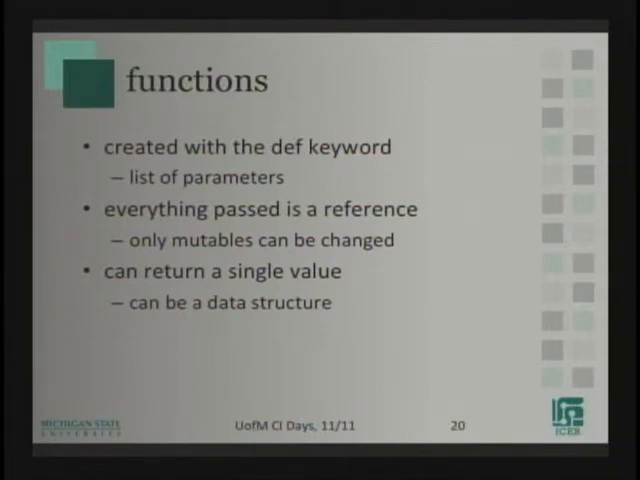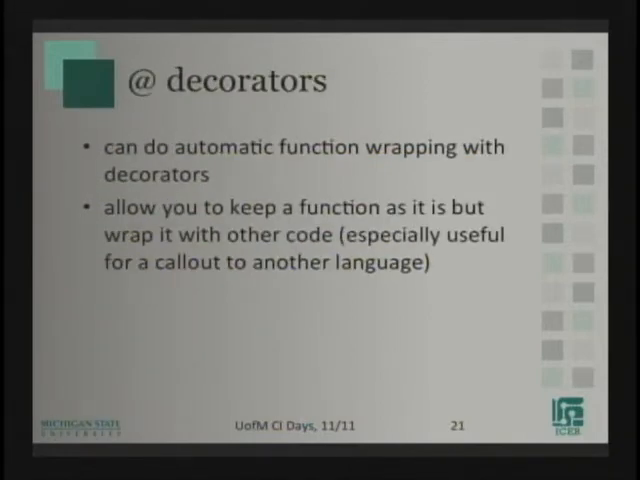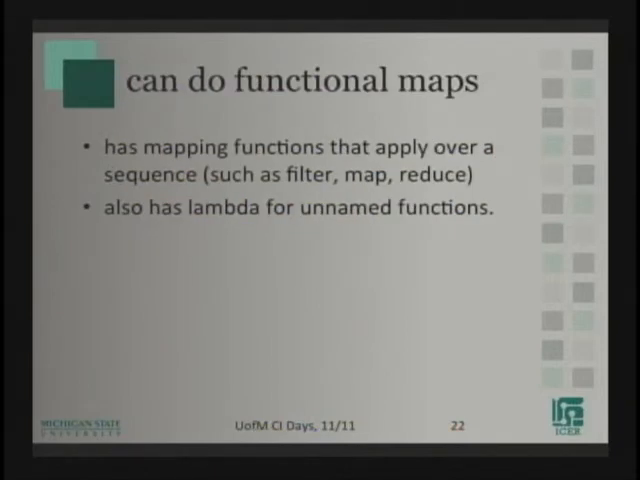Functions are made with a def keyword, take lists of parameters, everything's a reference, can return a single value, all pretty expected. I just told you about decorators. You can do functional mapping. You can say, look, I want to take a function, I want to map that function across this whole sequence and iterate through all those things, so I can take an array, map the whole thing to be multiplied by 2 and return it. That's a faster way to do iteration kinds of things.